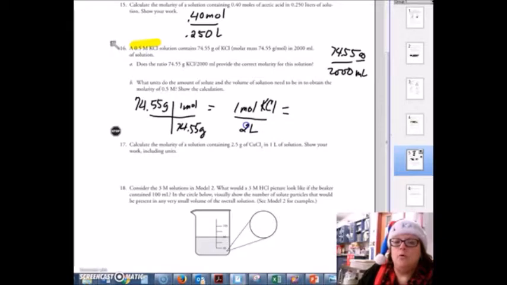All right, so go ahead and work through the next one, and I am going to jump forward and see where we'll go next.